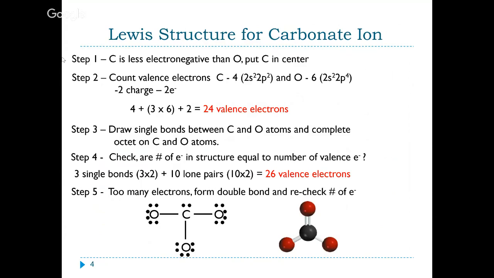And we know that with this, we can form a double bond between any one of those oxygens. So it can be the one to the right, the one down, or the one to the left, which then leads us into the fact that the carbonate ion has resonance structures.